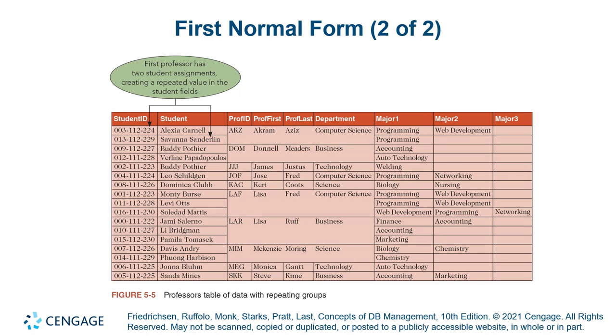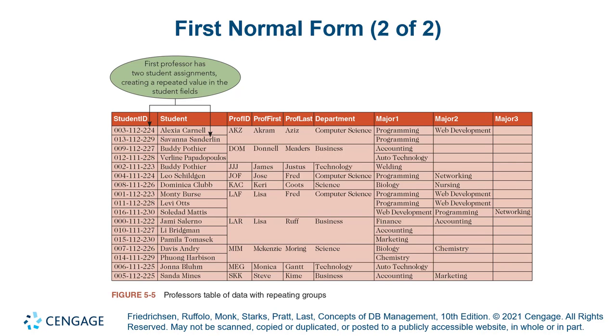In order to put this into first normal form, we're going to need to separate out this information so that we don't have repeating groups within our table. Essentially, we're going to have multiple tables. The easiest way to think about this is to break up each table by a specific group of information. In this table on the screen, we have information about students, professors, and majors. All of those should be separate tables.